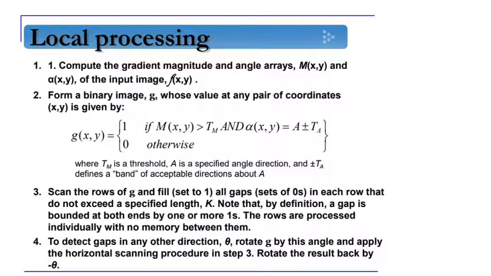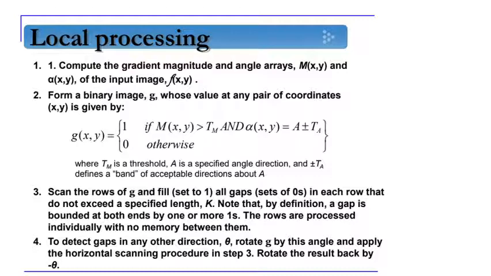So what does this local processing algorithm say? The first step is to compute the gradient magnitude and angle arrays, M(x,y) and alpha(x,y), of the input image f(x,y). We already know how to calculate the magnitude and angle arrays. You can apply any gradient operator, like Sobel or Prewitt, to find the gradient magnitude and the gradient angle of the image.